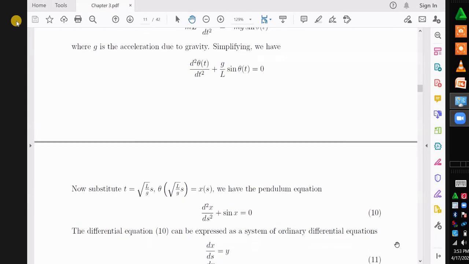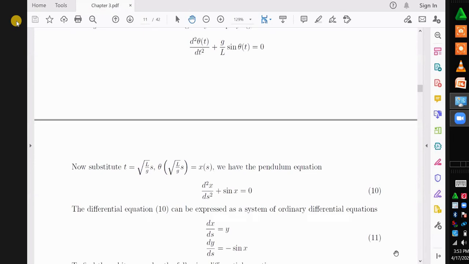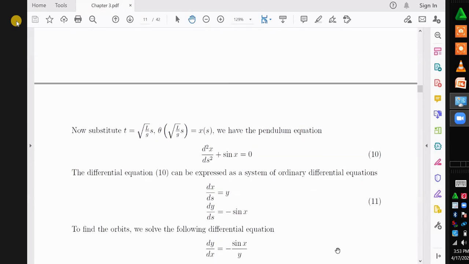Now just introduce dx over ds is y. So d2x over ds square is dy by ds. So this is dy by ds is minus sine x, dx over ds is y. So you can see this is a system of autonomous differential equations. Now just divide these equations. So dy by dx is minus sine x over y.